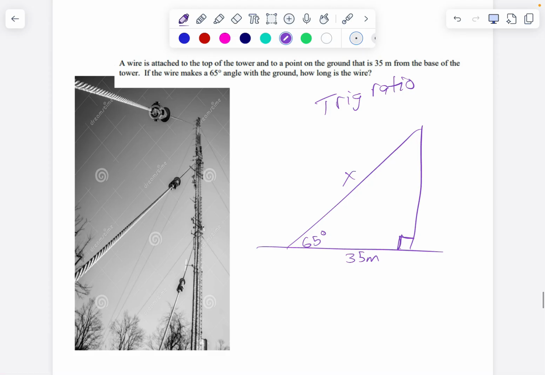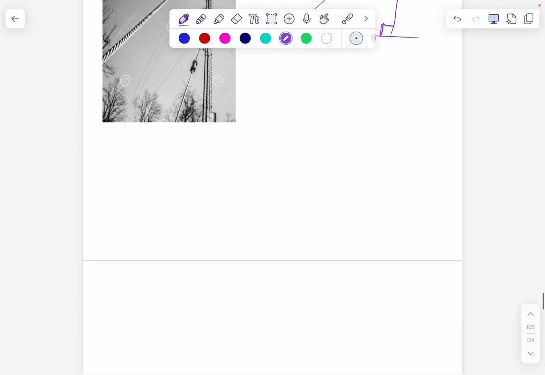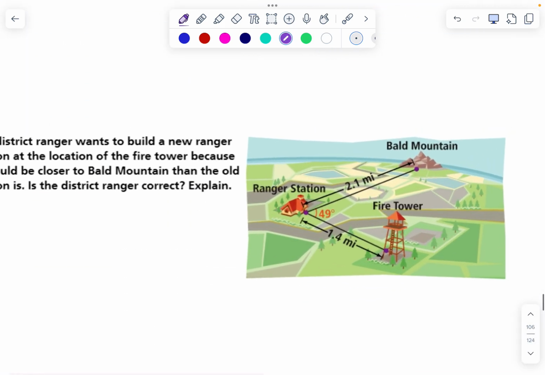Could you use law of sines? You'd have to go solve for this angle first because it's opposite of 35, but yes, you could. It's just not advised. It's more work than it needs to be. Okay, next one.